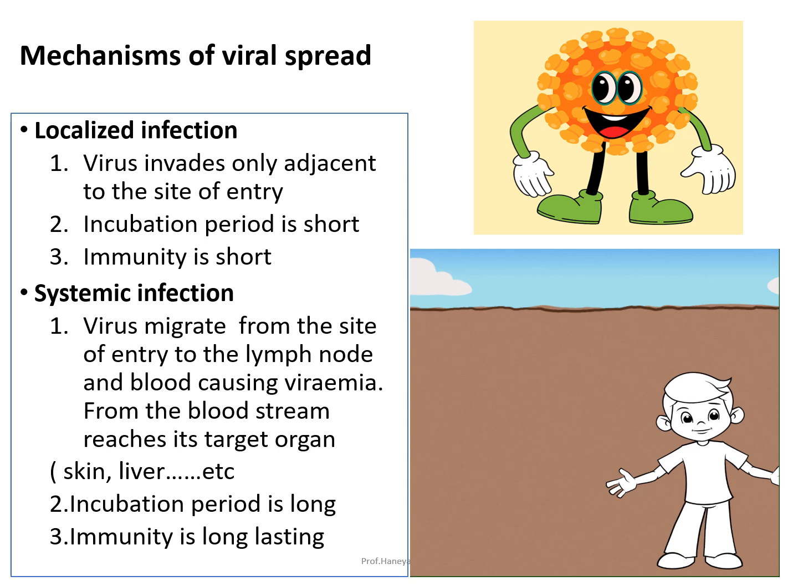Systemic infection: the virus migrates from the site of entry to the lymph nodes and blood, causing viremia. From the bloodstream it reaches its target organ: skin, liver, and so on. Incubation period is long. Immunity is long-lasting.